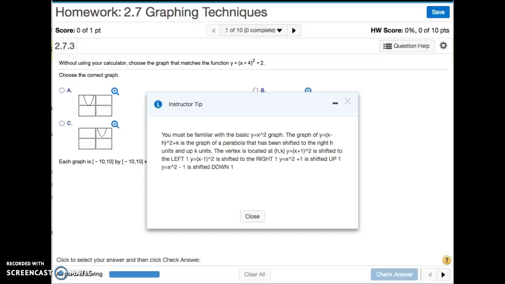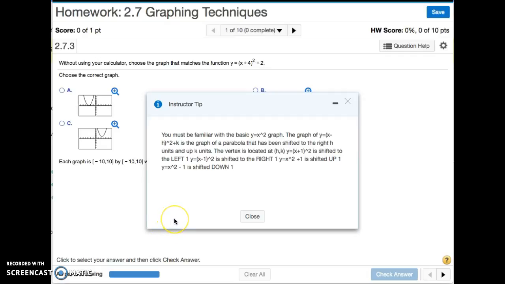In this video, I'm going to show you how to do some of the graphing techniques for section 2.7. For the first question, you're asked to graph the quadratic function, the quantity x plus 4 squared plus 2. This is your basic graph. You should be already familiar with our basic graph of x squared.